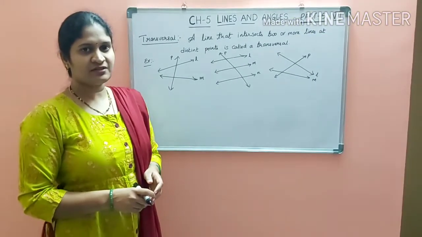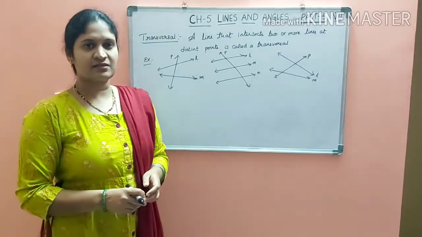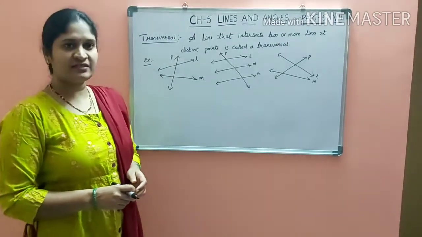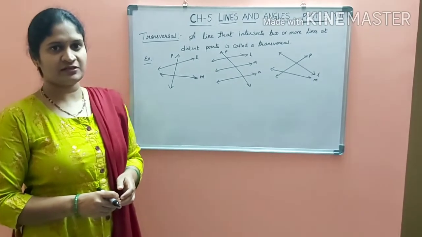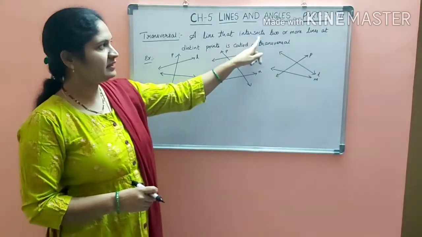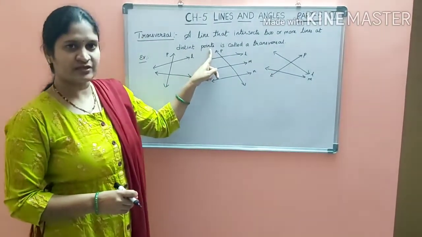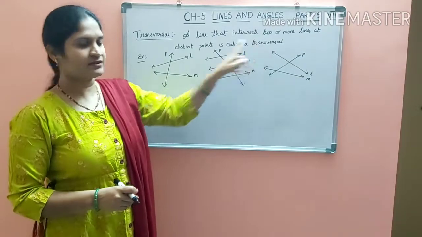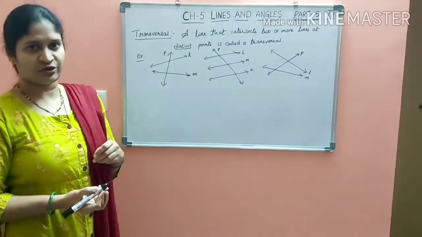Our next definition is transversal. Children, a line that intersects two or more lines at distinct points is called a transversal. Again I am repeating, children: a line that intersects two or more lines at distinct points is called a transversal. What is distinct? Distinct means at different points.